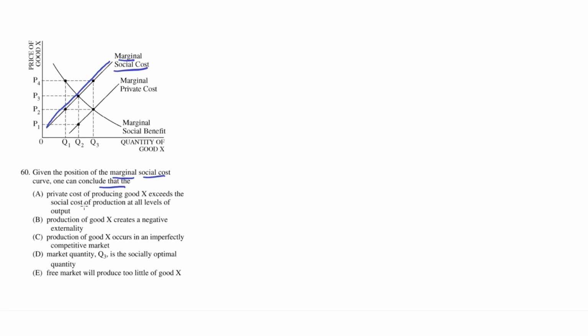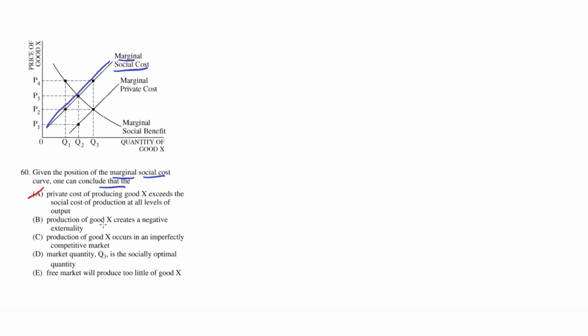So now let's look at these statements one by one. A. Private cost of producing good X exceeds the social cost of production at all levels of output. This is incorrect, because if we were to look at this graph, we can see that marginal social cost is above marginal private cost. Essentially, that marginal social cost is shifted to the left as compared to marginal private cost, meaning that marginal social cost exceeds marginal private cost, and not that marginal private cost exceeds the marginal social cost. So A is incorrect, because it has it backwards. So we can eliminate A.